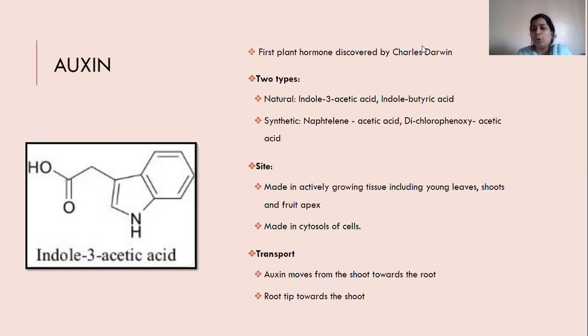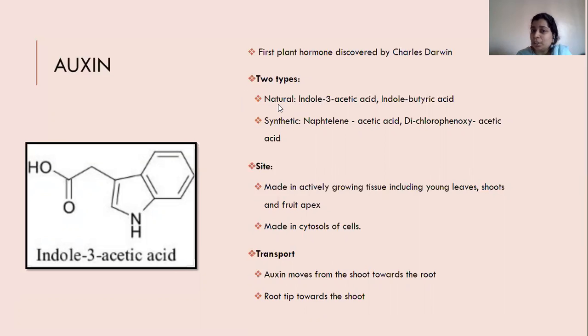So Charles Darwin and his son, Francis Darwin, what did they do? They started studying a coleoptile. We will be studying about that in detail later. They found that a certain kind of factor was involved in growth. On the basis of that, they found two types of auxins.